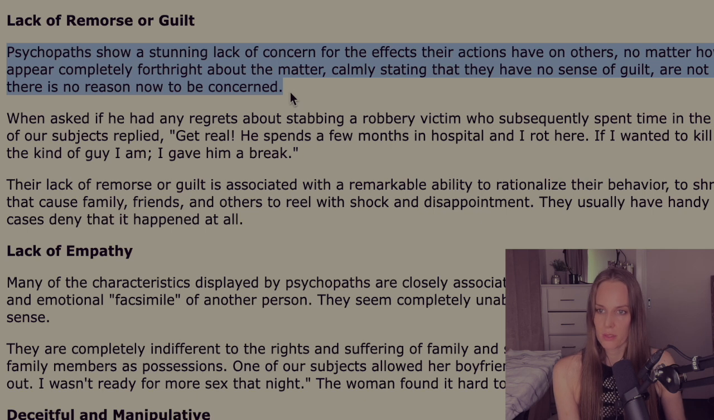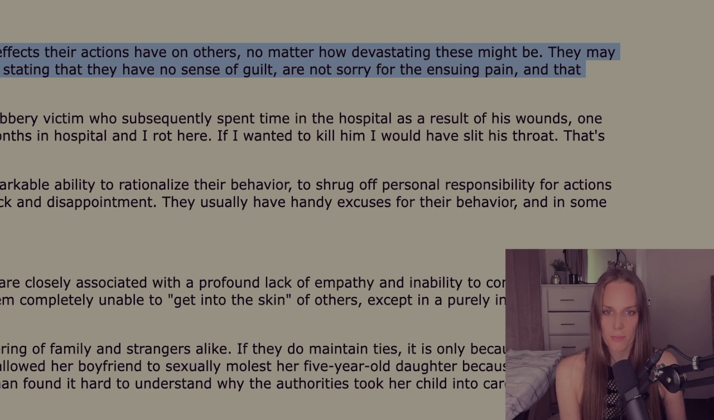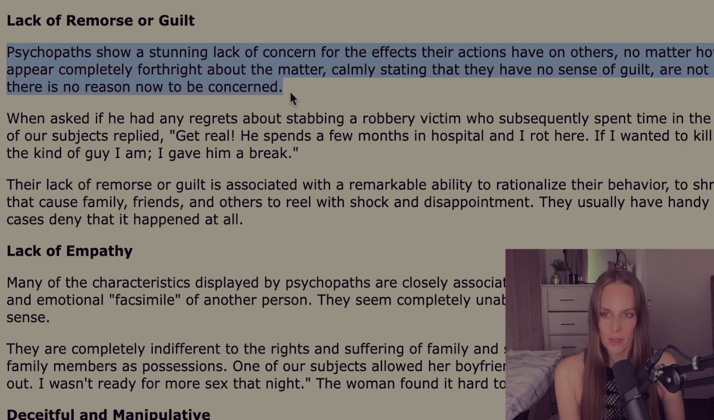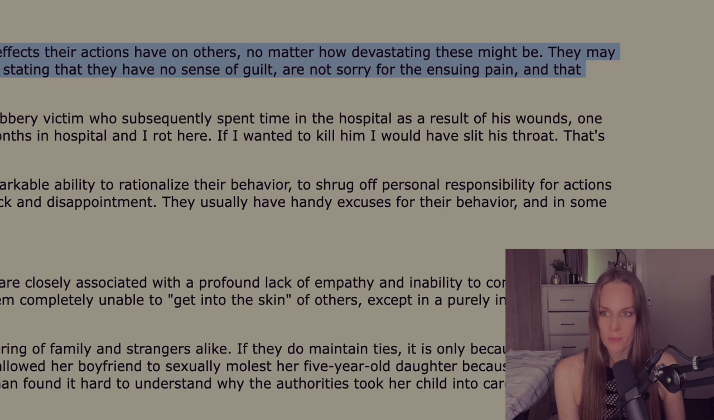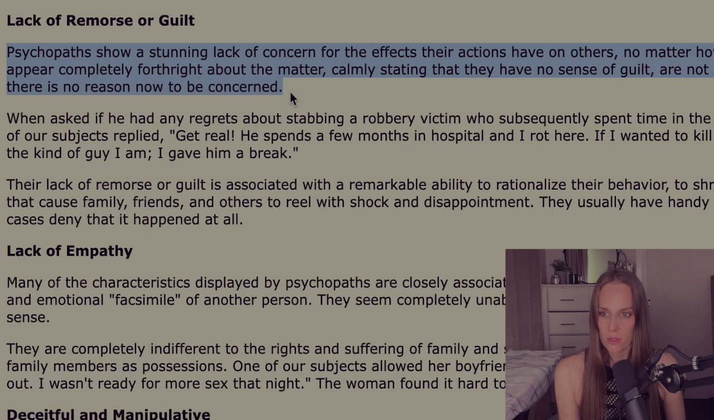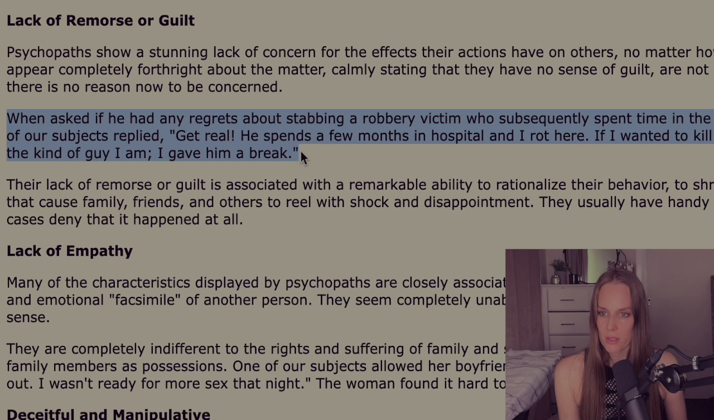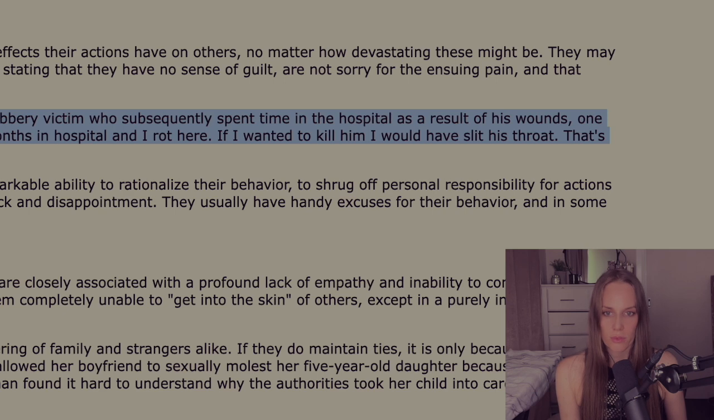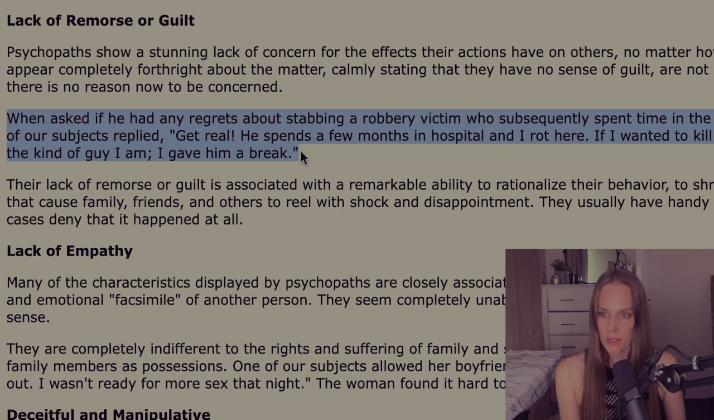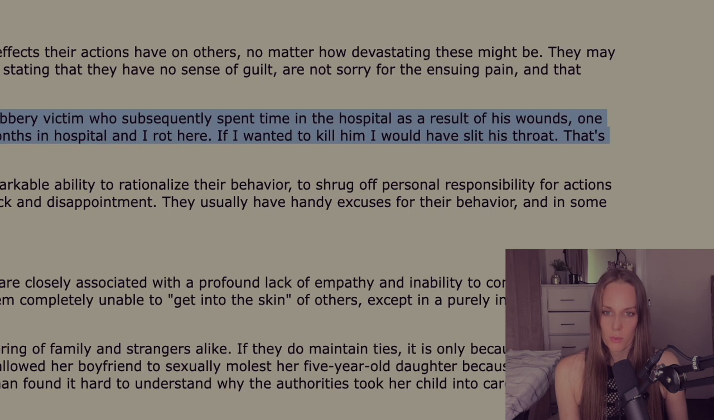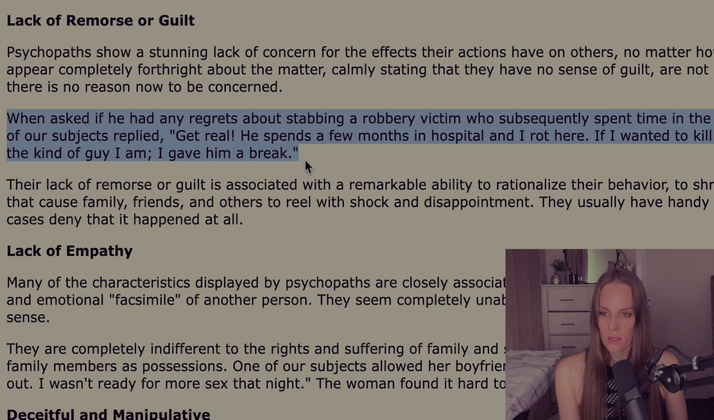Psychopaths show a stunning lack of concern for the effects their actions have on others, no matter how devastating these might be. They may appear completely forthright about the matter, calmly stating that they have no sense of guilt, are not sorry for the ensuing pain, and that there is no reason now to be concerned. When asked if he had any regrets about stabbing a robbery victim who subsequently spent time in the hospital as a result of his wounds, one of our subjects replied, "Get real. He spends a few months in hospital and I rot here. If I wanted to kill him, I would have slit his throat. That's the kind of guy I am. I gave him a break."